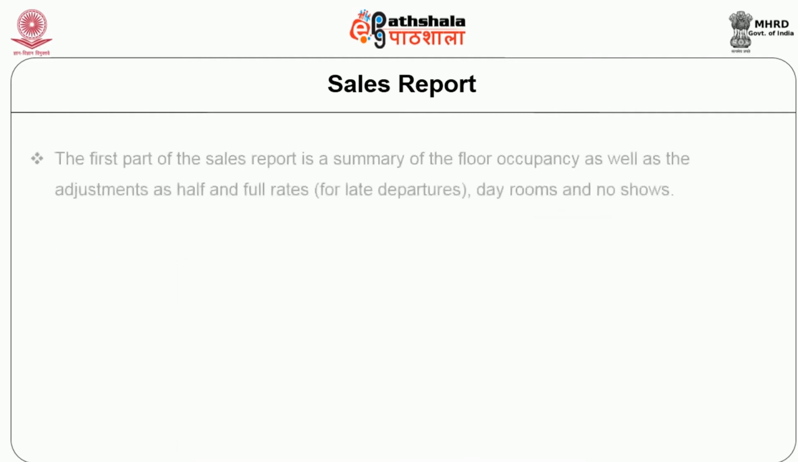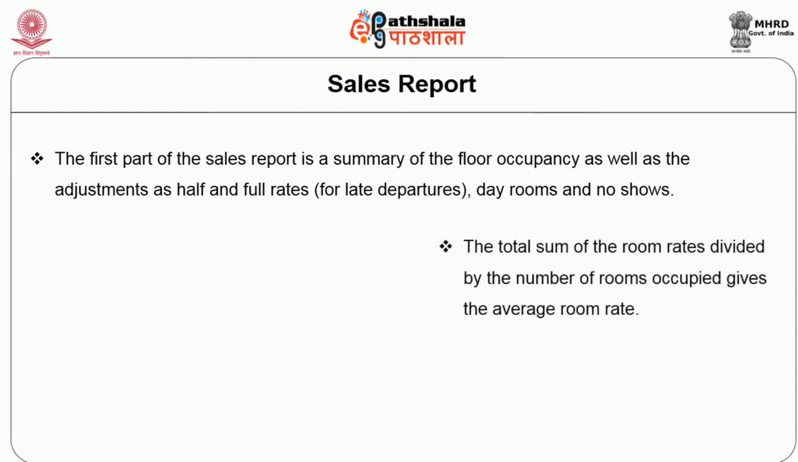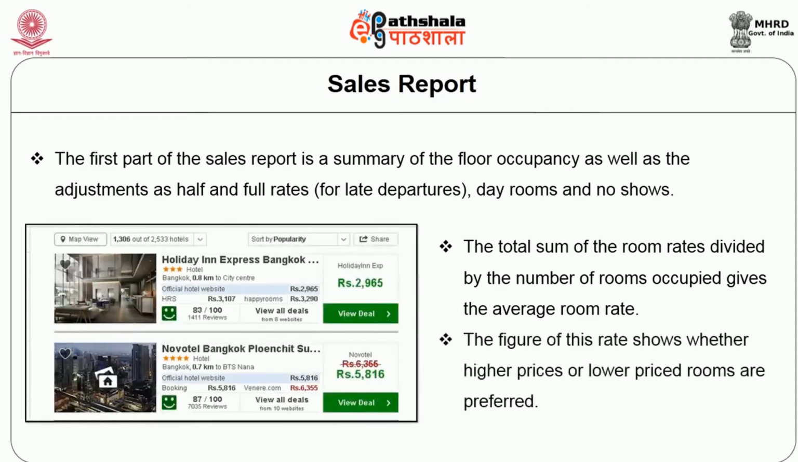The first part of the sales report is a summary of the floor occupancy as well as the adjustments, half and full rates, particularly for late departures, day rooms and no shows. The total sum of the room rates divided by the number of rooms occupied gives the average room rate. The figure of this rate shows whether higher priced or lower priced rooms are preferred.